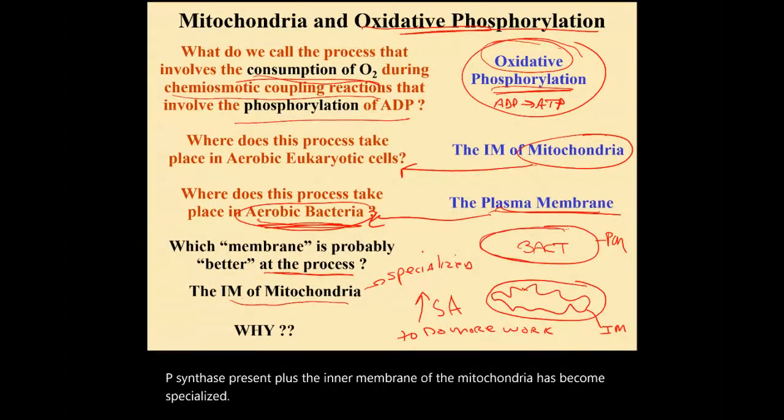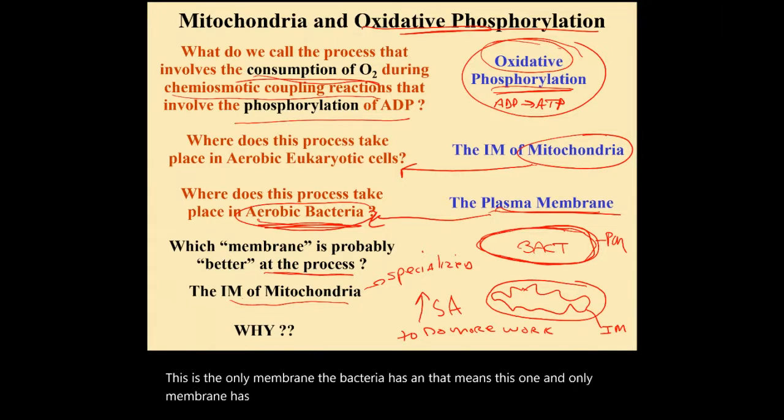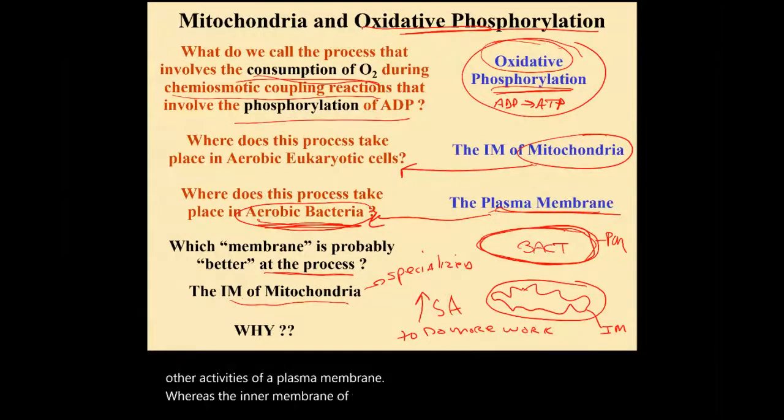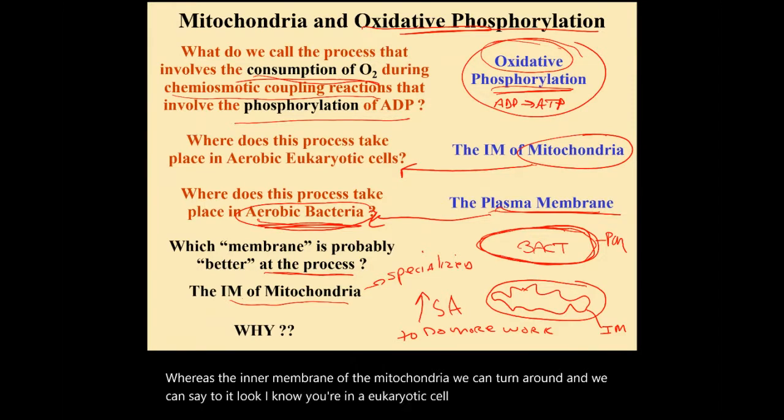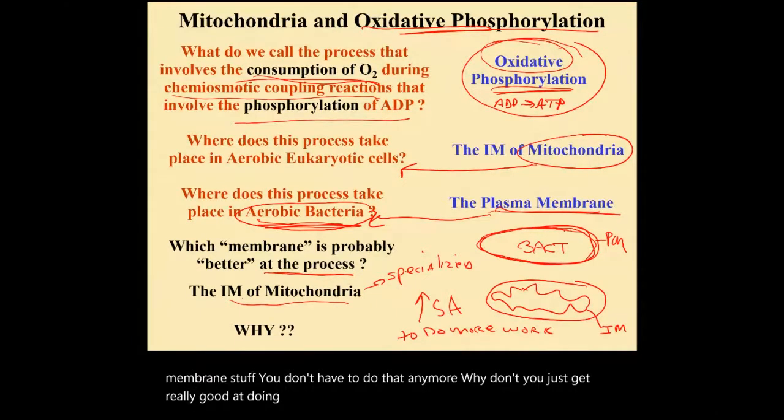This is the only membrane the bacteria has. And that means this one and only membrane has to not only do oxidative phosphorylation, it has to do all the other activities of a plasma membrane. Whereas the inner membrane of the mitochondria, we can turn around and say to it, look, you're in a eukaryotic cell now. We'll do the plasma membrane stuff. You don't have to do that anymore. Why don't you just get really good at doing oxidative phosphorylation? Okay? That's the surface area, right?